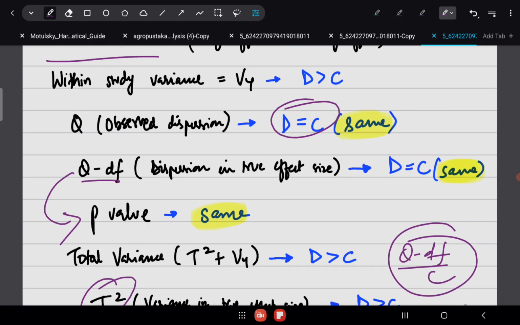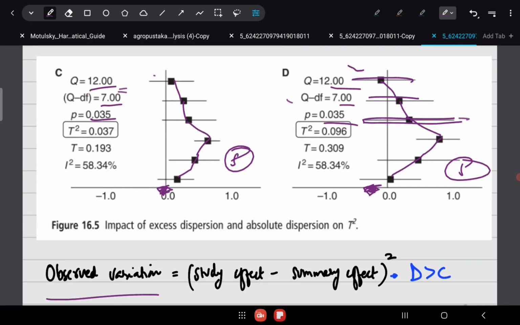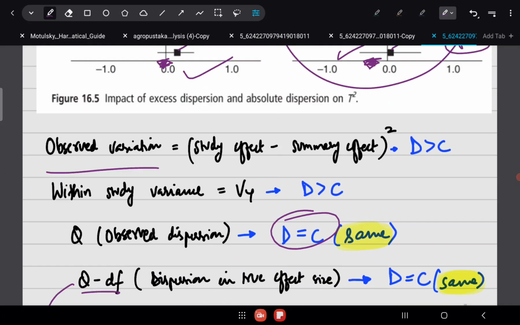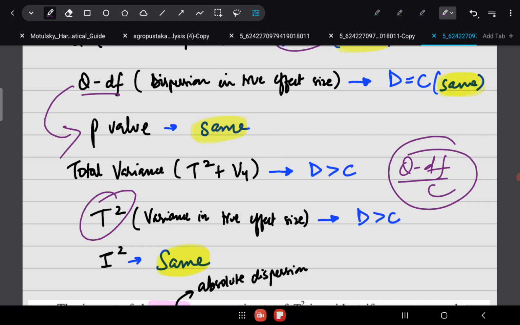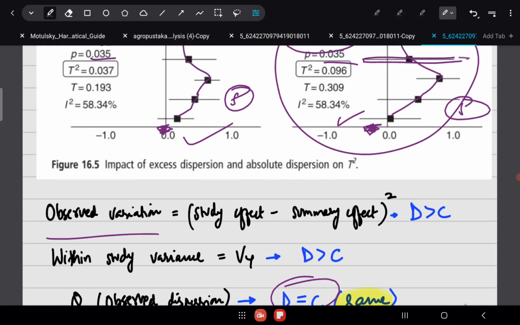If the absolute value of the dispersion, which is Q minus DF, is more, then T square will be more. But even if the Q minus DF or the excess dispersion remains the same, but the scale of dispersion has increased, like for D and C, remember this example, the Q minus DF or excess dispersion is the same, but the scale of dispersion is more for D than for C, so T square will be higher for D than for C. And again, I square statistic, you can see it will be the same.